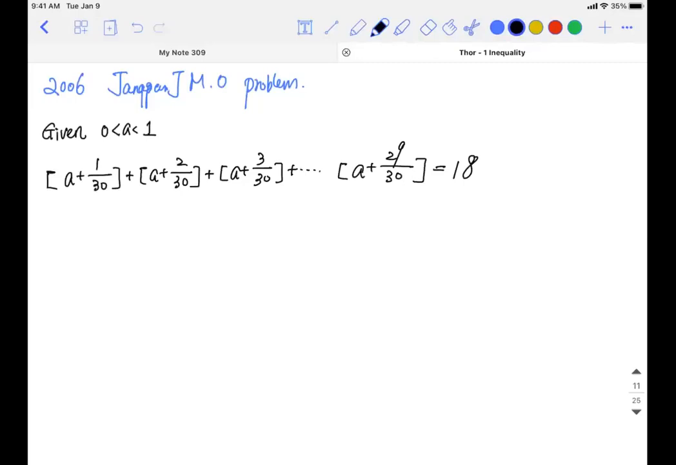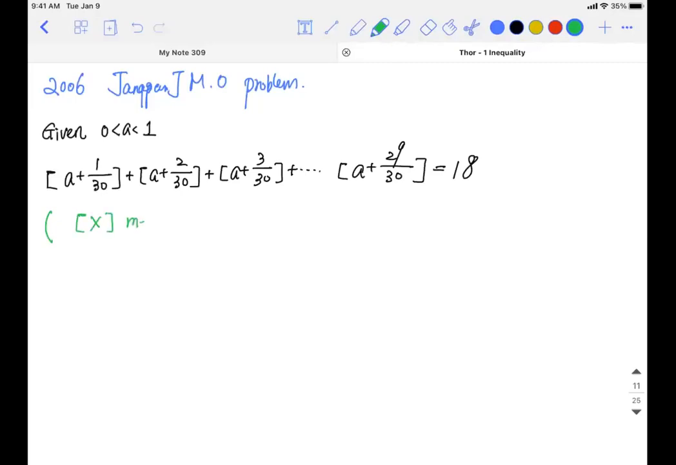floor of a plus 1 over 30, I take a Gauss function. A plus 2 over 30, a Gauss function. All the way to a plus 29 over 30, there are 29 terms, right? The Gauss functions together equal 18. So here, does everyone know the Gauss function? Can I have a quick survey? Do you know the Gauss function? What does the Gauss function mean?